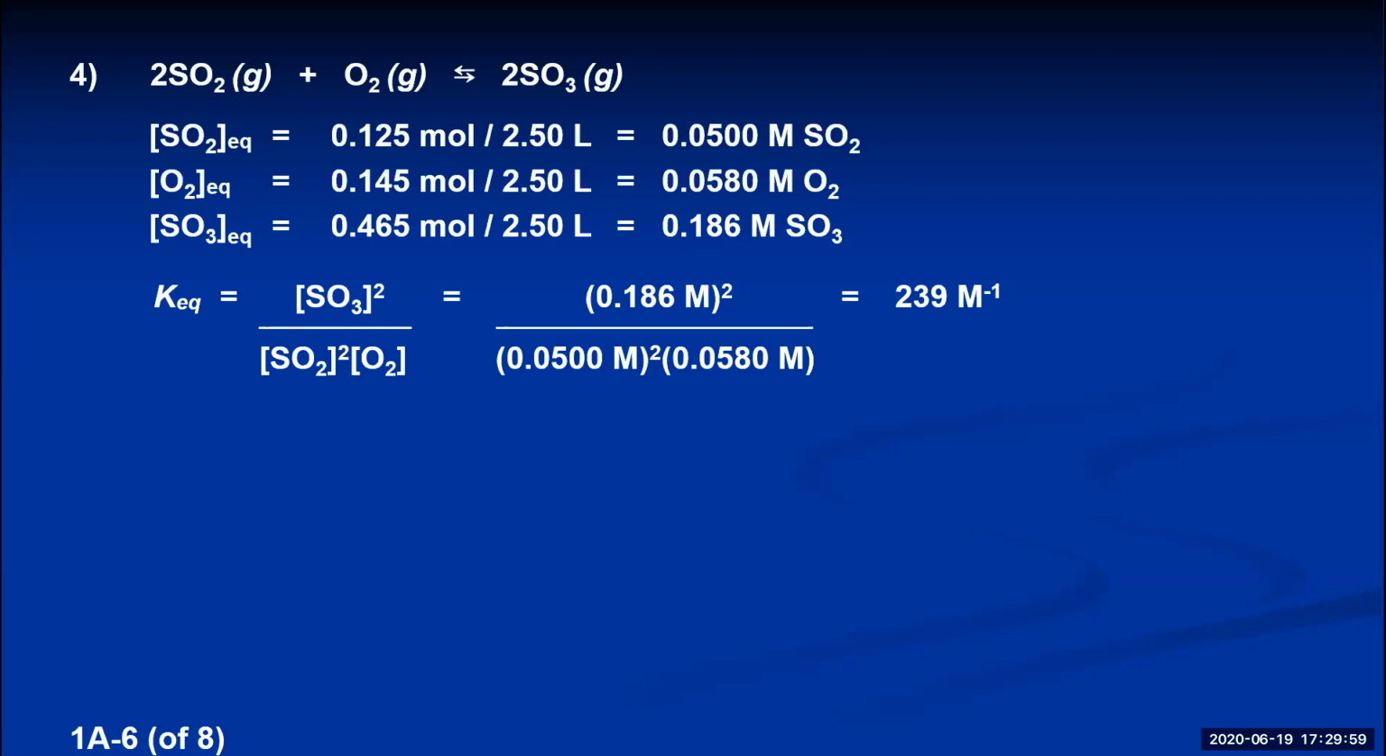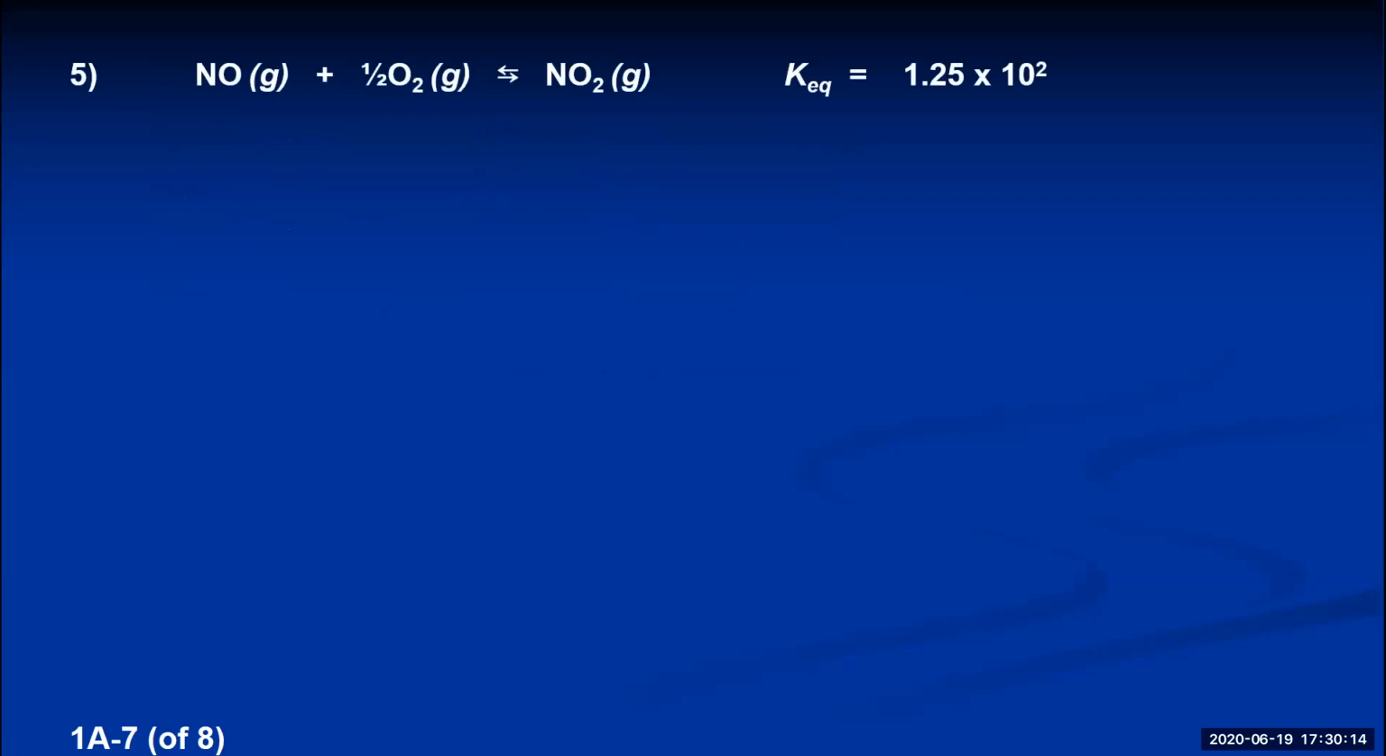Problem number 5. The equilibrium constant at 450 Kelvin is 1.25 times 10 to the second for the reaction given. NO gas plus 1/2 O2 gas is in equilibrium with NO2 gas. A, at 450 Kelvin, does the reaction at equilibrium favor products or reactants? That's determined by the numerical value of the equilibrium constant.